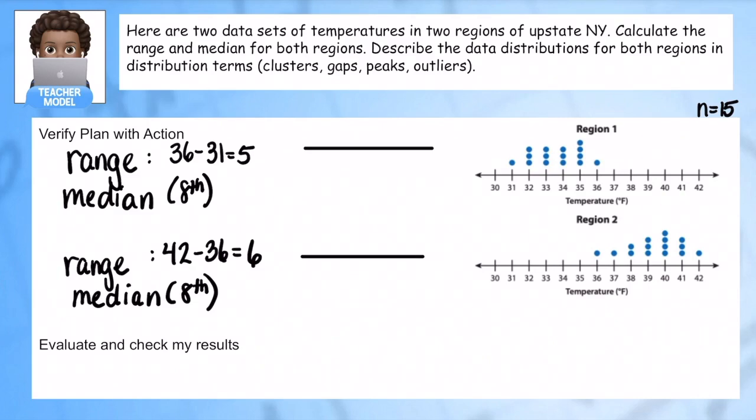Watch what I'm going to do here. So I know my numbers go from 31 to 36, and my second one goes from 36 to 42. I'm going to use the median to figure out if it's in the center or if it pulls a little bit more on the other side. Because remember, median tells me where one half is and where the other half is. So let's look for the 8th number. 1, 2, 3, 4, 5, 6, 7, 8. 1, 2, 3, 4, 5, 6, 7. So my median is 34.